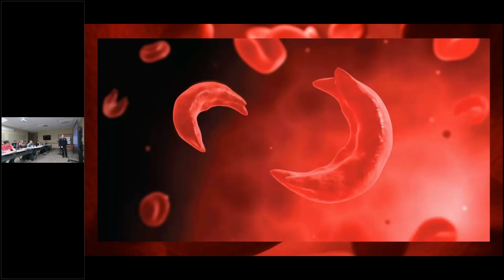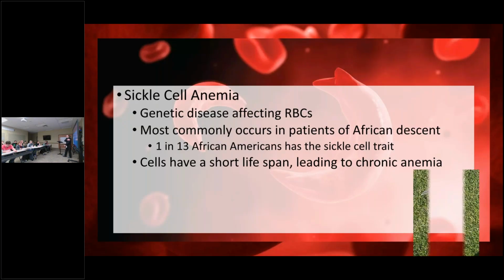So the cells get sickled, right? It is a genetic disease. It's most common in African Americans. They can carry the trait. There's different traits. If you ever have a patient with sickle cell, they're going to be very knowledgeable about what's going on. They can tell you, oh yeah, I have type S or type SS, and they can go into way more detail than I ever could. These patients know what's going on with them. They've been dealing with this since birth. Their cells have a short lifespan and they lead to chronic anemia.